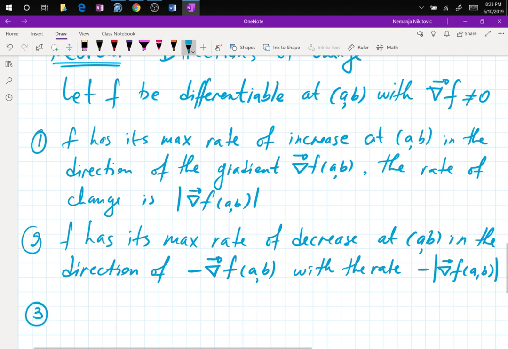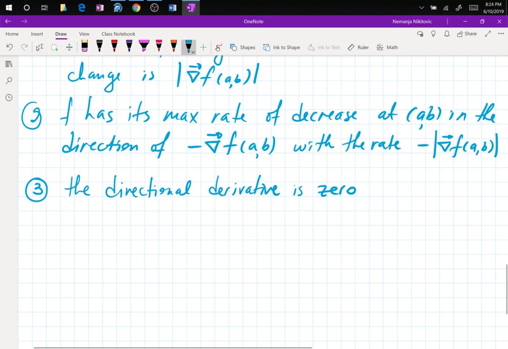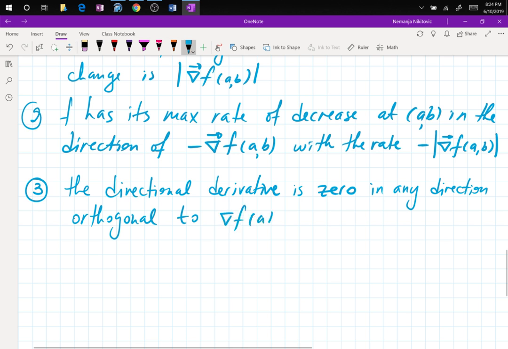And here is the question you had earlier. The directional derivative is 0 in any direction orthogonal to the gradient, del f of A, B. So each one of these dels is supposed to have an arrow above because those are all vectors of partial derivatives, so they should have arrows.